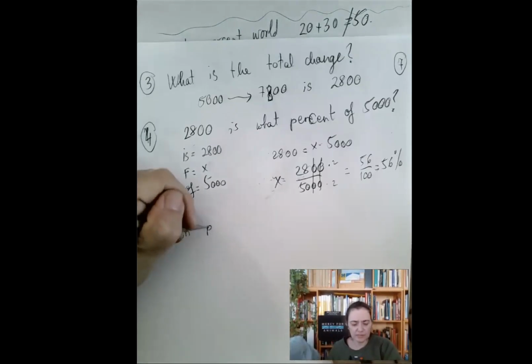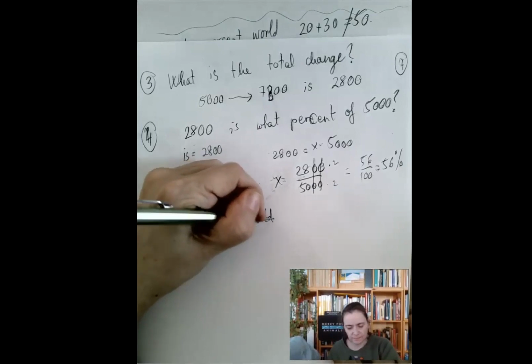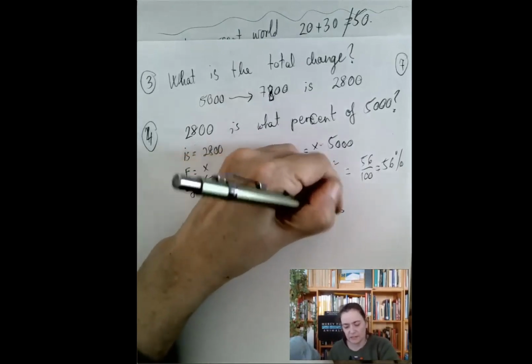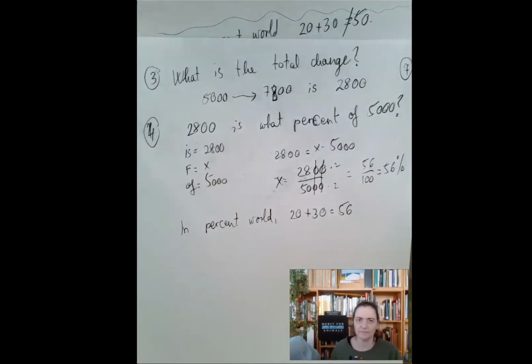So in percent world, 20 plus 30 is 56. Can you explain why this is happening? Why did we get more than 50?